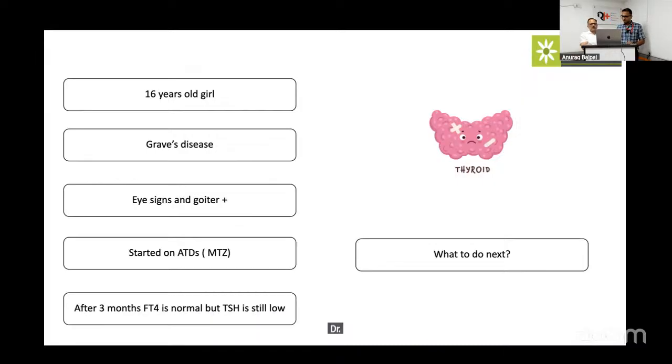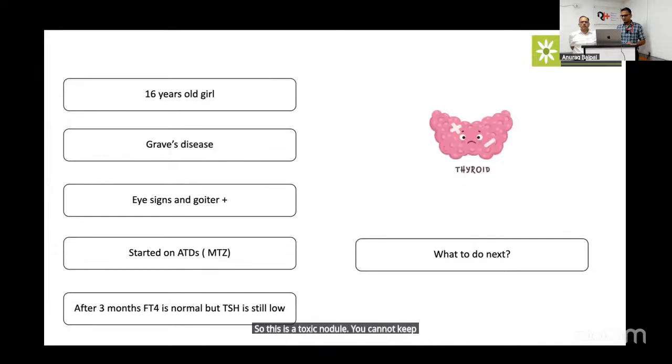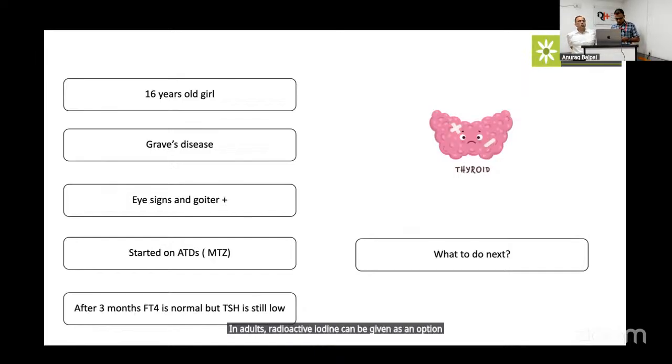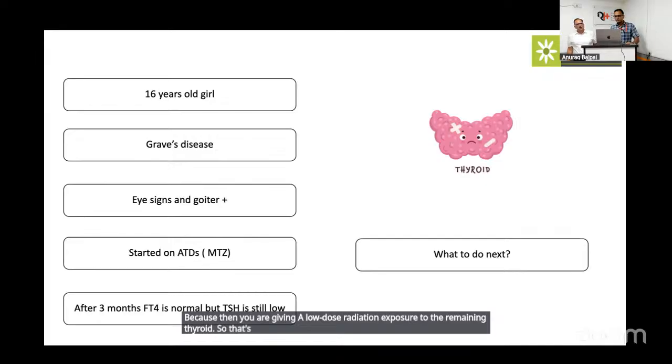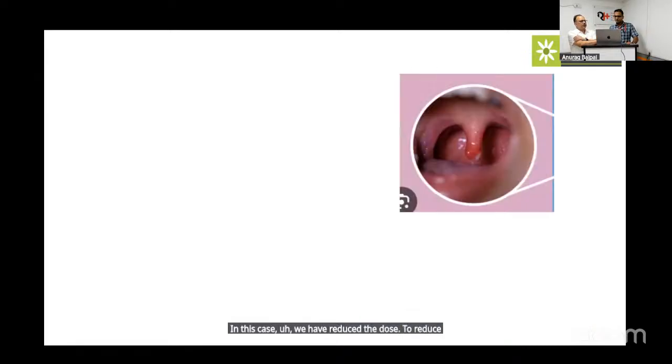Dr. Aisha, TSH after 3 weeks, or after discontinuing, we can do that. One other question which has come up about solitary nodules, shall we continue antithyroid medication and not go for surgery? But how long will you keep? So this is the toxic nodule. You cannot keep on giving for life because it's not going to go up. In adults, radioactive iodine can be given as an option. In children, we do not use radioactive iodine because then you are giving a low dose radiation exposure to the remaining thyroid. So that's why surgery is recommended. So otherwise, lifelong use of these drugs will not be a good option. So in this case, we have reduced the dose. Yeah. So reduce the dose by around 50%.